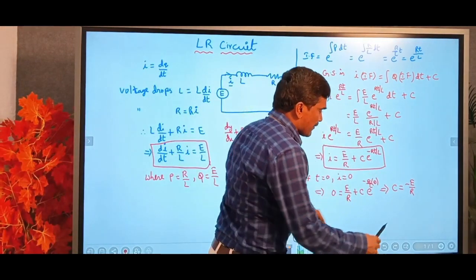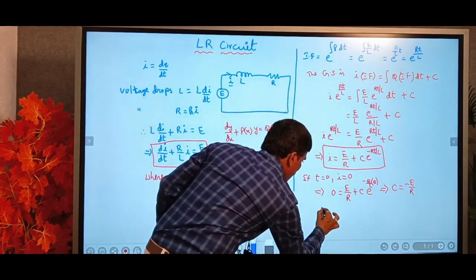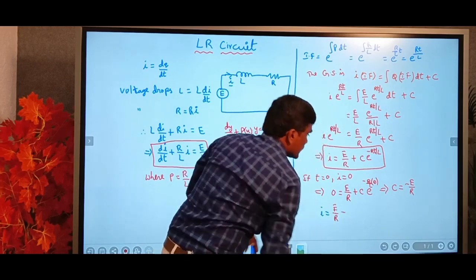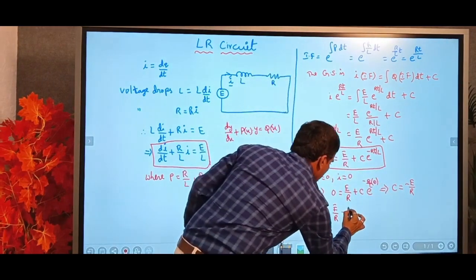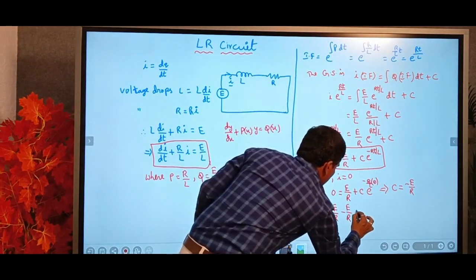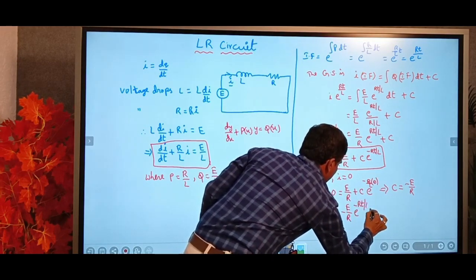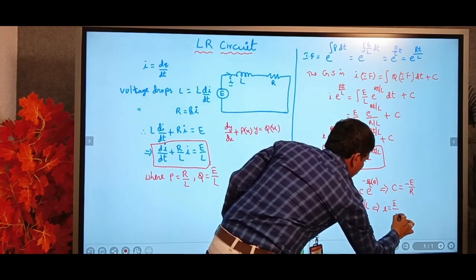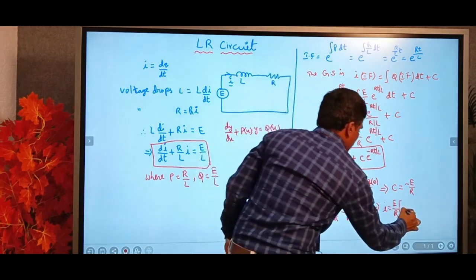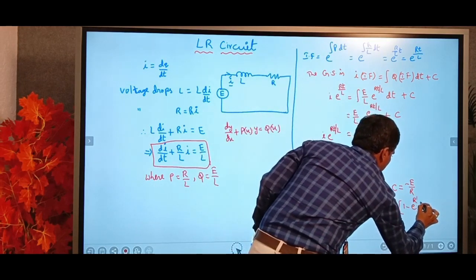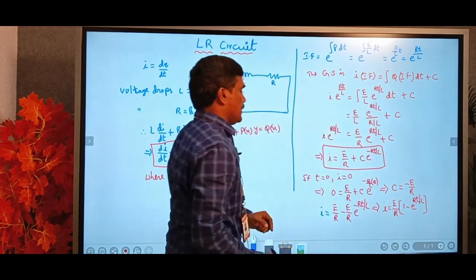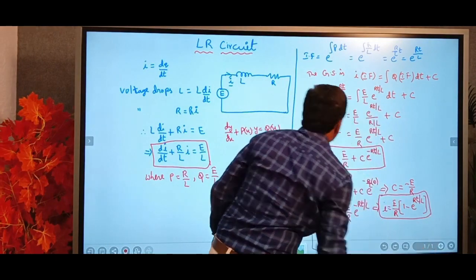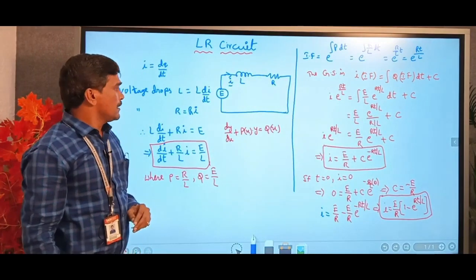Substitute this in this equation, we finally get I is equal to E by R plus C, which is minus E by R, e power minus RT by L. So that implies I is equal to E by R common, we get 1 minus e power minus RT by L. This is the derivation of the LR circuit. So finally, from the given circuit, we can find the current, right?